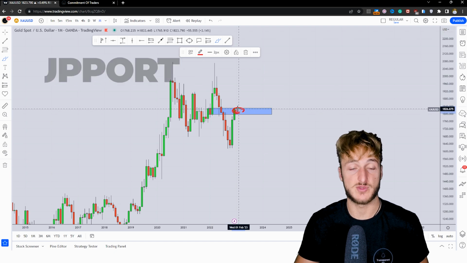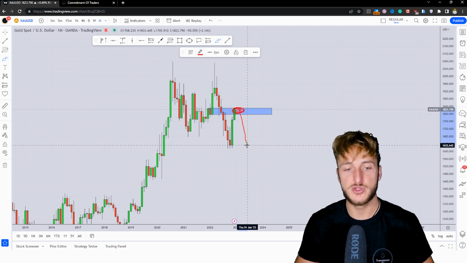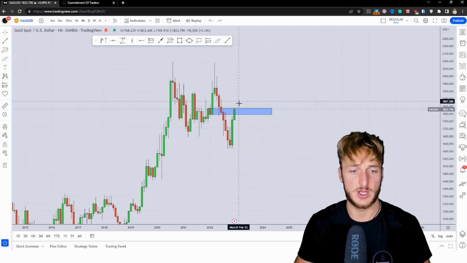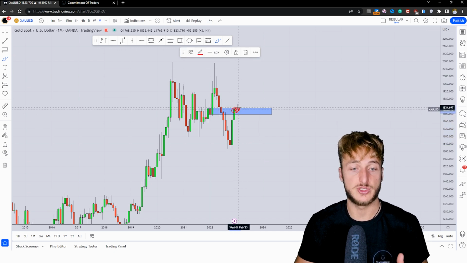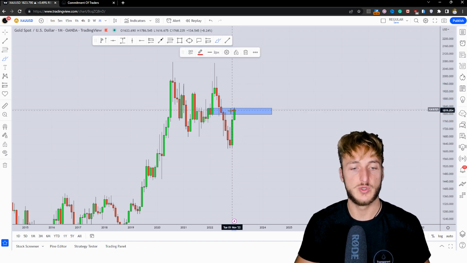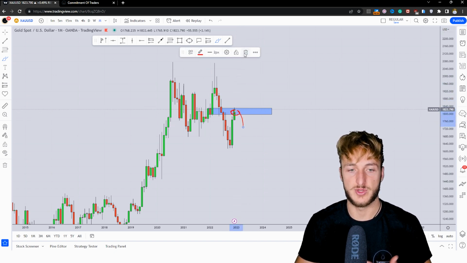And since it is previous monthly support turned resistance, there is good probability here for a potential rejection to the downside, or at least the market should try to create a move lower. Then we can break it higher, but at least we should see a reaction to this zone.